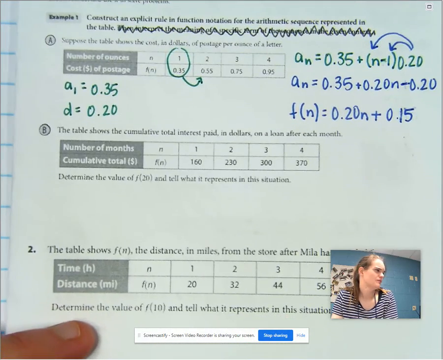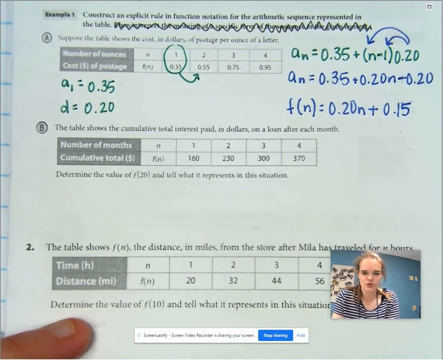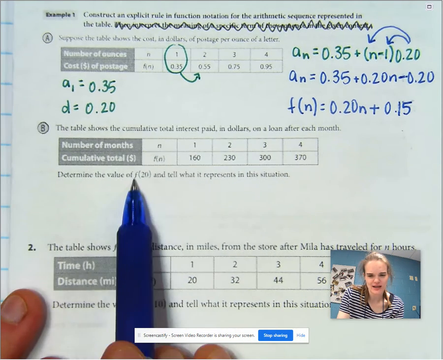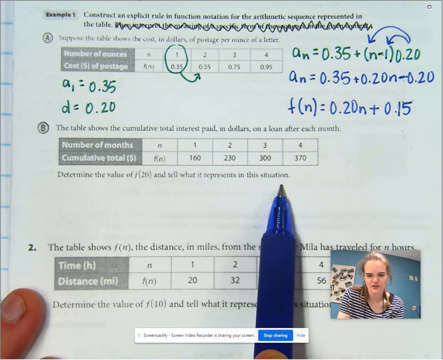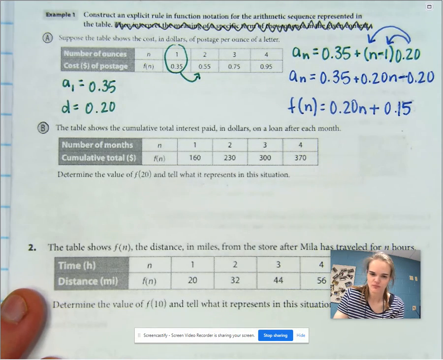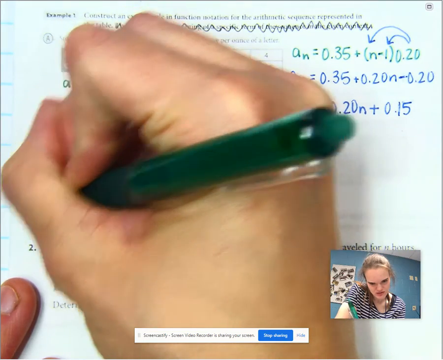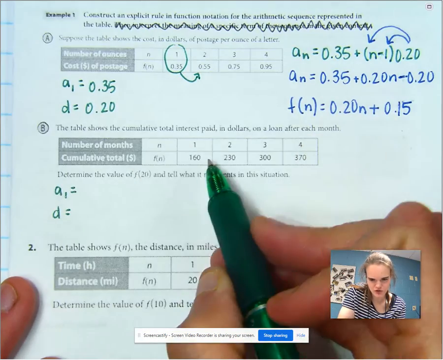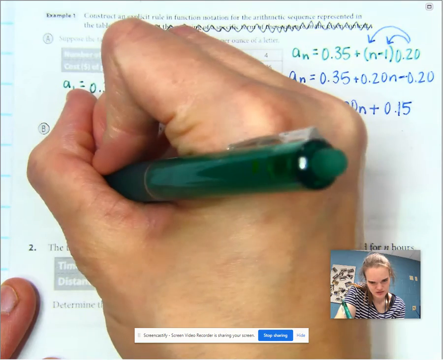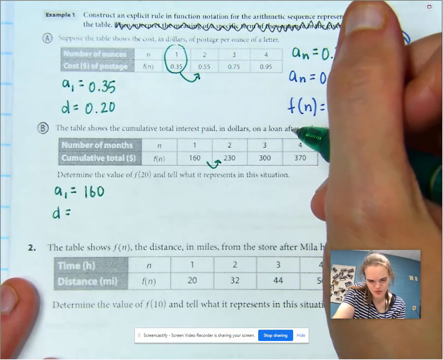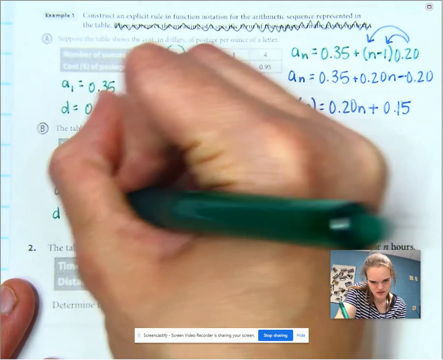Okay. Letter B. The table shows the cumulative total interest paid in dollars on a loan after each month. Determine the value of f of 20. We'll come back and do that in a minute. And tell what it means in this situation. So first of all, let's identify a sub 1 and d. The first value is 160. How do we get from 160 to 230? Well, we added 70. Draw a line.